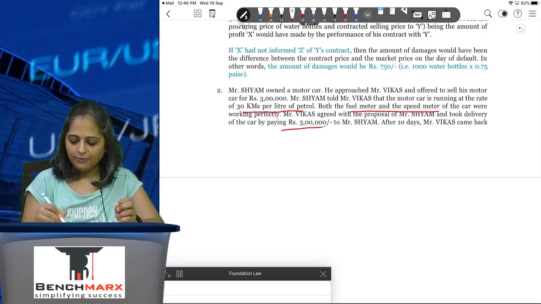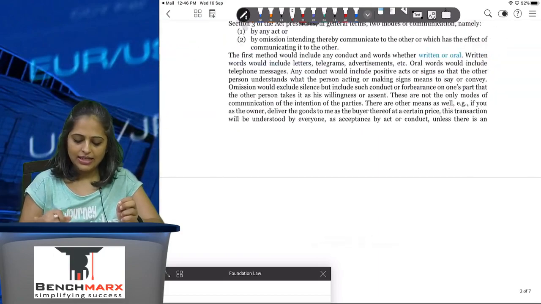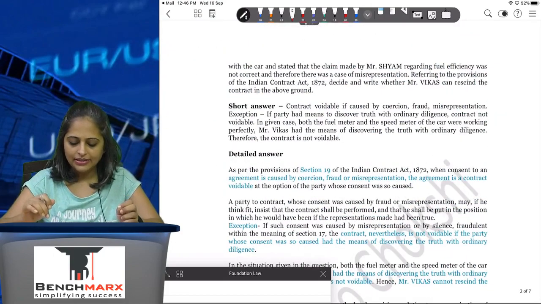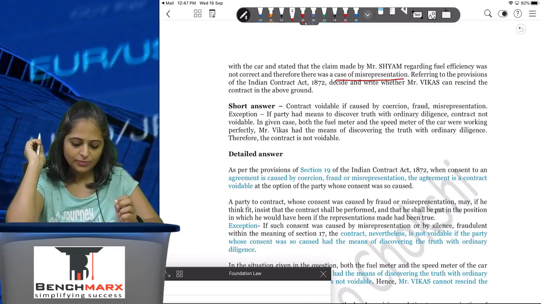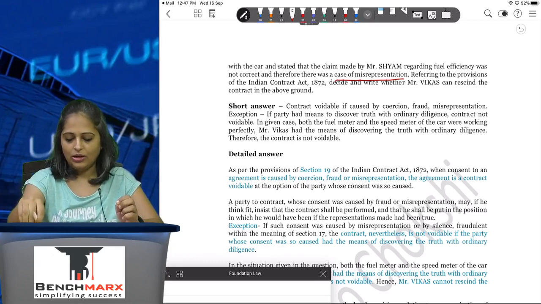After 10 days, Mr. Vikas came back with the car and stated that the claim made by Mr. Sham regarding fuel efficiency was not correct, and therefore there was a case of misrepresentation. Referring to the provisions of the Indian Contract Act, decide and write whether Mr. Vikas can rescind the contract on the above ground.